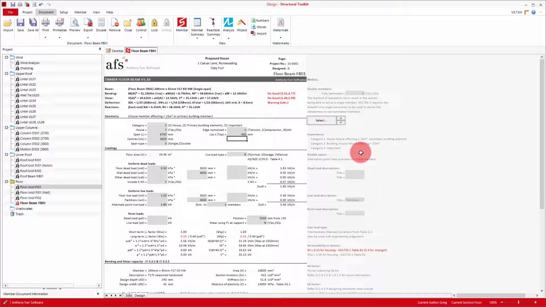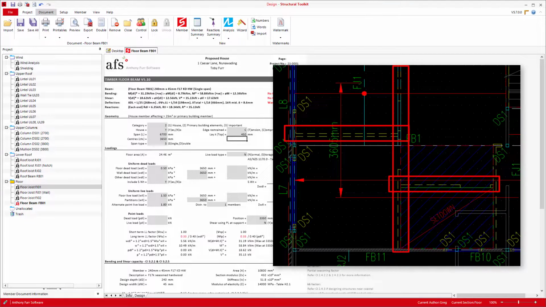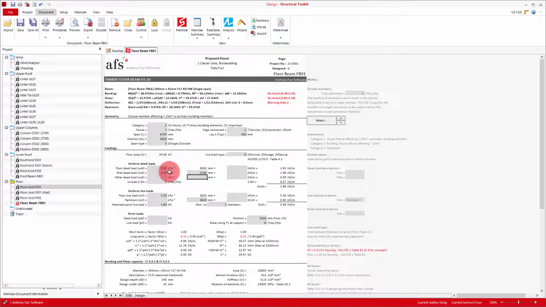Our floor load is 0.5 kPa, and as we do have a bit of internal wall that will load up onto this beam, it might be a good idea to include that load as a UDL over the span. So we'll include 0.4 kPa of 2.7 meter wall. And finally, our live load can be left as is.